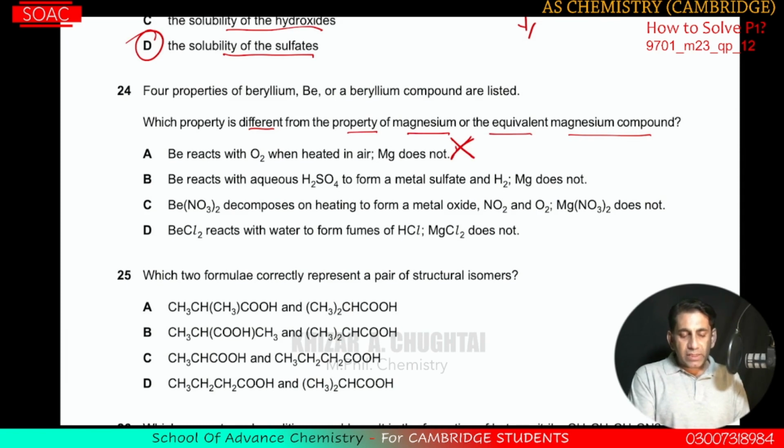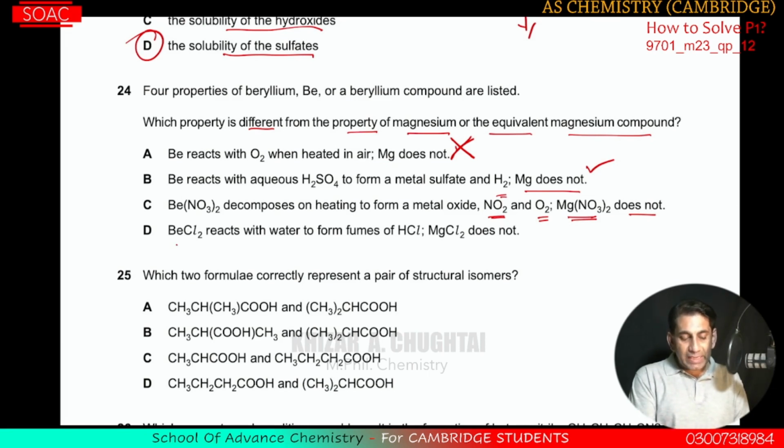Beryllium reacts with aqueous H2SO4 to form a metal sulfate and hydrogen, magnesium does not. No, magnesium also reacts with sulfuric acid to make hydrogen and magnesium sulfate. Be(NO3)2 decomposes on heating to form metal oxide, nitrogen dioxide and oxygen, but magnesium nitrate does not. No, magnesium nitrate also decomposes to give nitrogen dioxide and oxygen and a metal oxide.